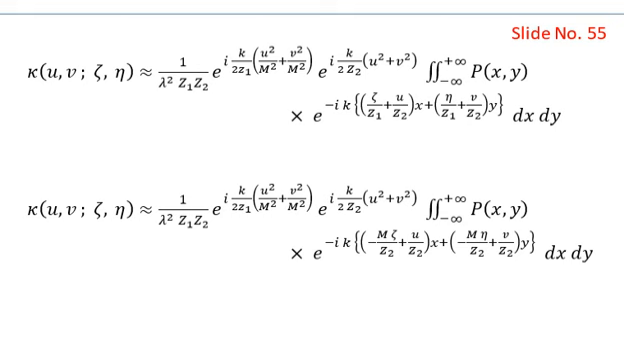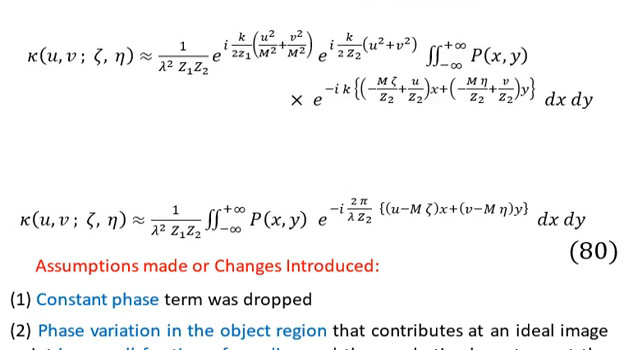You will know that in the second exponential, which is e to the power minus iota k, within the curly bracket we have all the terms in the denominator which is z2 dependent, and we can take z2 common from all these terms, and then we can write this kappa in the next step as in equation number 80.